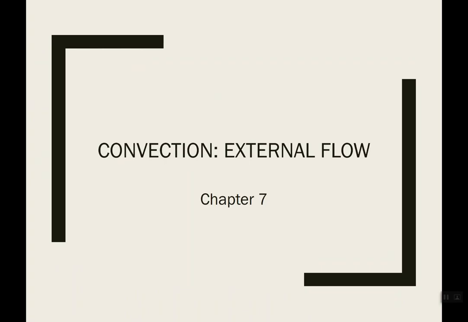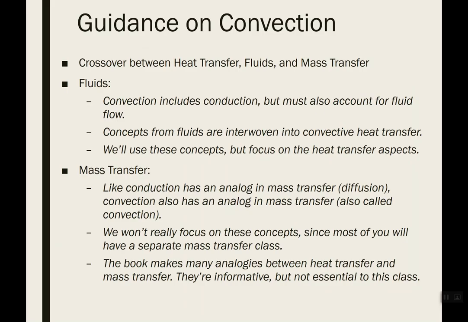Okay, so prior to our exam disrupting everything, we were talking about convection and specifically external flow. External flow is covered in chapter 7 of the book, and external flow means flow that's unbounded. It's going around an object or over the top of an object, but it's not going in or through an object. Chapter 8 will be on internal flow, which is where we'll talk more about flow through pipes, and you'll be able to make better connections to your fluid mechanics class.